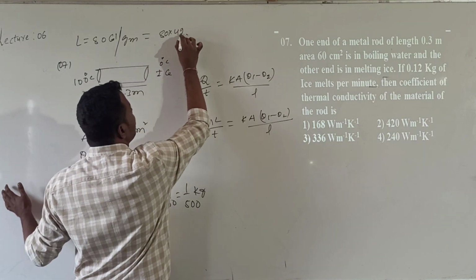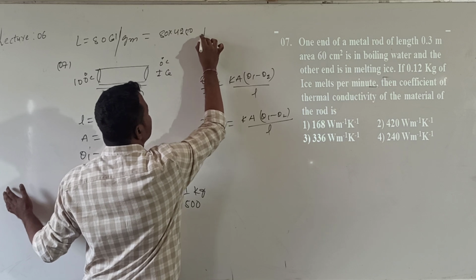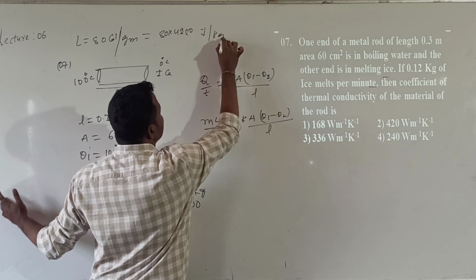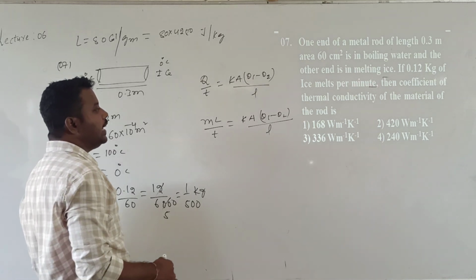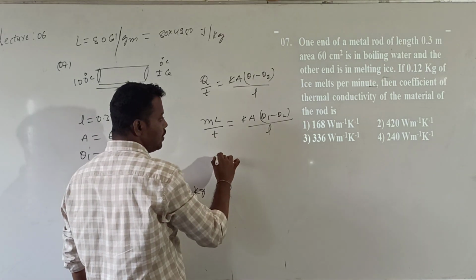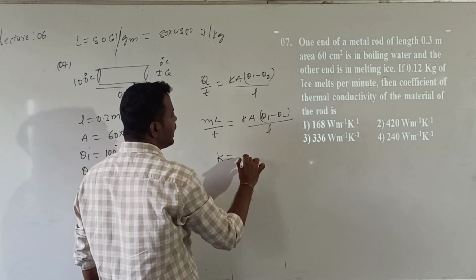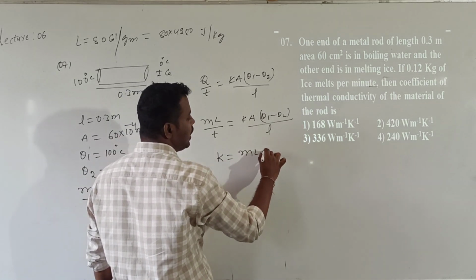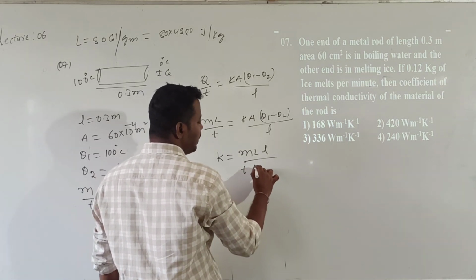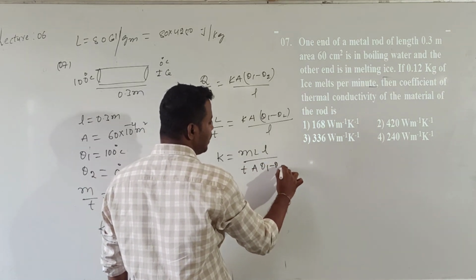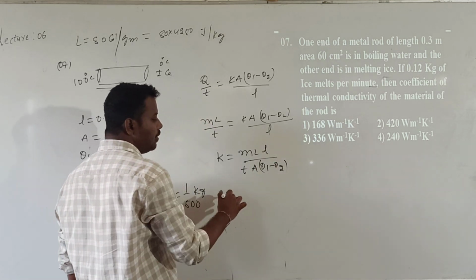So it will become 4200. This is joule per kg. So that is the value of latent heat. From this we want to calculate the value of K. K value is given by how much? K is equal to M into capital A into small l by T into A into theta 1 minus theta 2. Okay now, substitute the values.